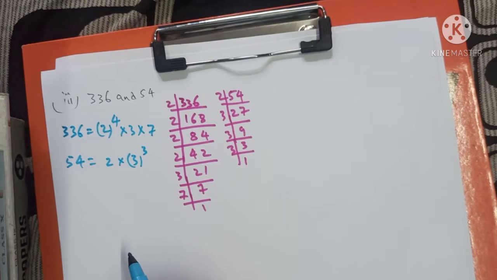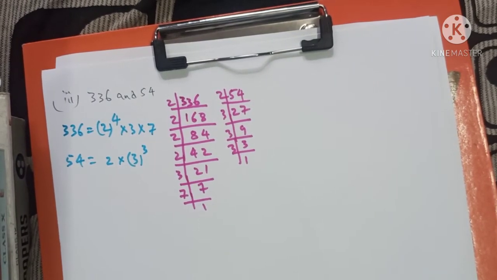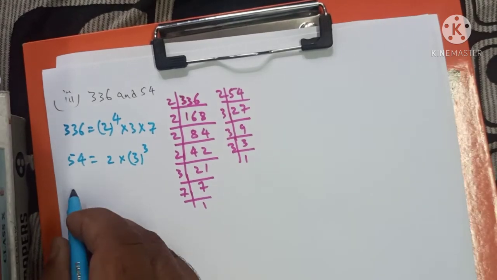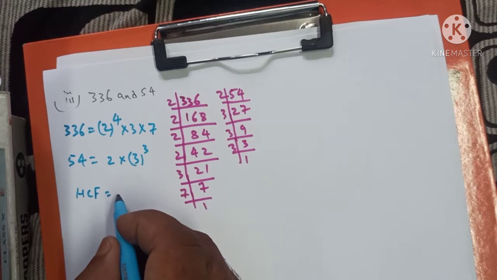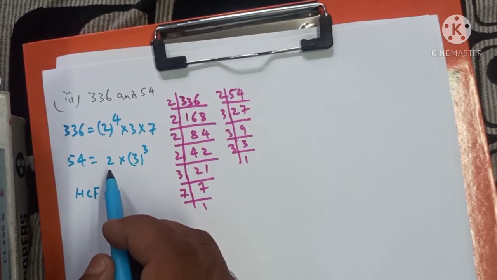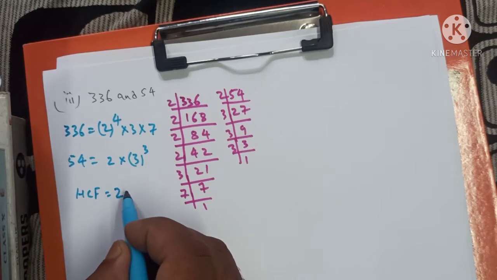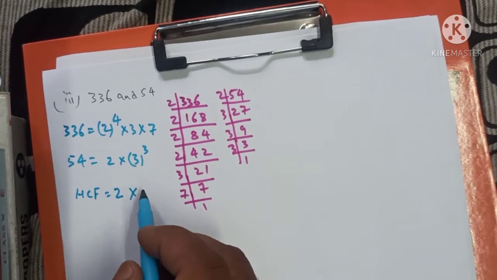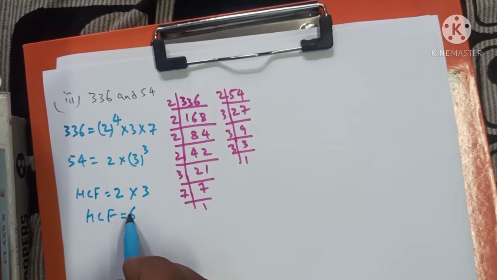So now the HCF, highest common factor, is equal to the product of common factors raised to their lowest power. So common factors are 2 and 3. The lowest power of 2 is 2 to the power 1, and the lowest power of 3 is 3 raised to the power 1. So the HCF will be equal to 6.